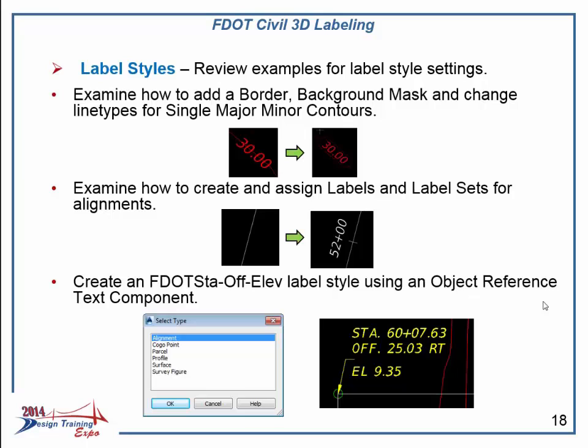Here we have 3 different examples we're going to look at. The first example is we're going to examine how to add a border or a background mask and change a line type for a single major and minor contour. Next, we'll examine how to create and assign labels and label sets to an alignment. Finally, we'll look at creating an FDOT station offset elevation label style using an object reference text component based off of an alignment Civil 3D object.